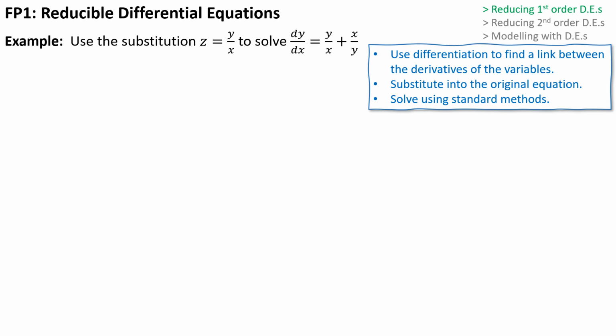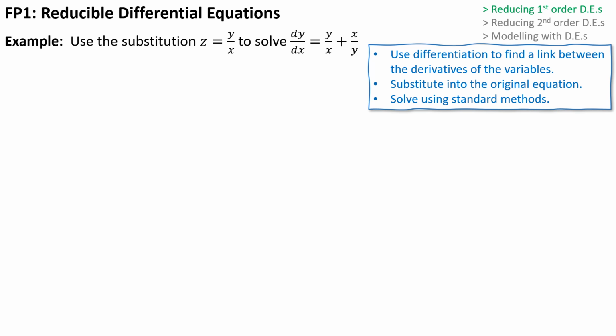Let's have a look at how this substitution allows us to break apart that first equation. z equals y over x. The reason this seems like a sensible substitution is that y over x appears on the right-hand side, and x over y is also there. So in a sense, all the different terms are already in terms of z. But the thing we've got to be careful of, and it's the same with integration by substitution, is that the derivative terms also need to be changed.